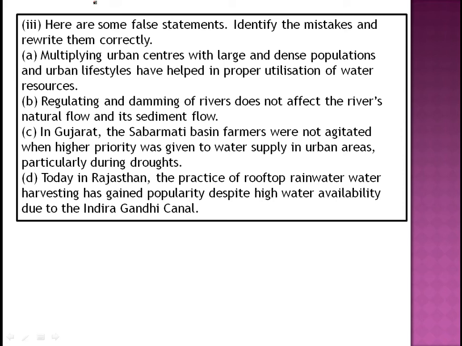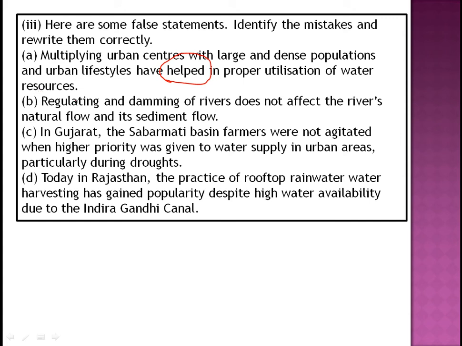So here we are going to understand about that. The first one, multiplying urban centers, right? So here, lifestyle have helped. So you have to take out this word helped, right? And you have to write here result in improper utilization. So the word helped you have to remove and you have to add result.